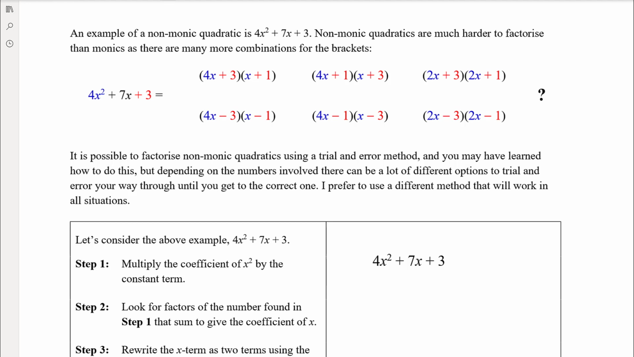So as I said, we know that the first two terms in the bracket are going to multiply to give 4x squared. So they have to be 4x and an x, or 2x and 2x. Okay. We know that the second two numbers are going to multiply to give positive 3.